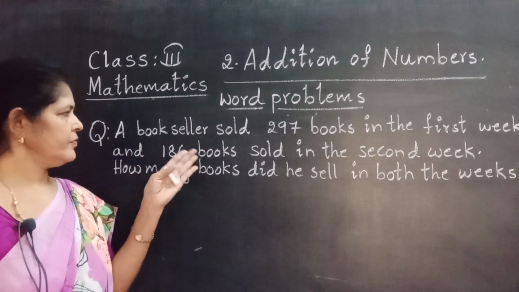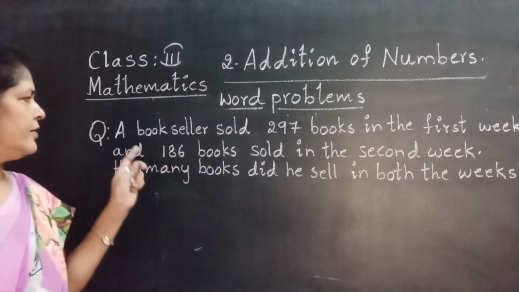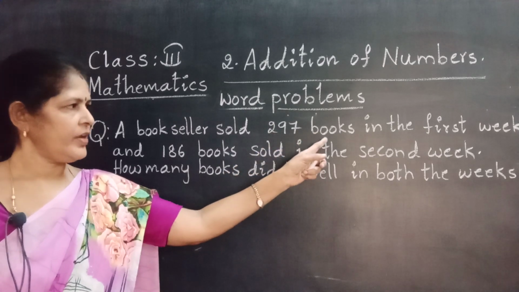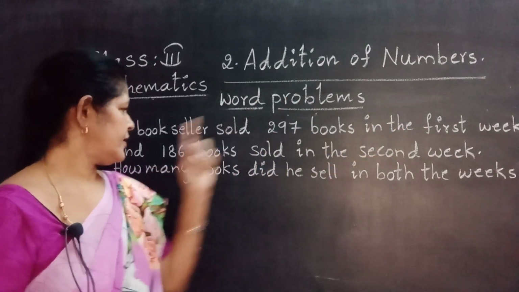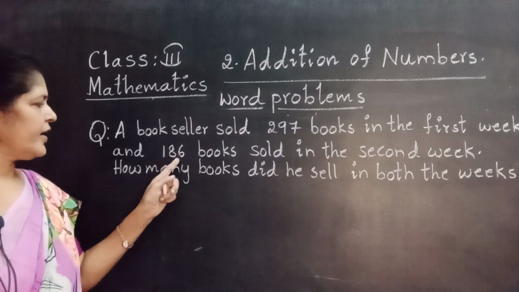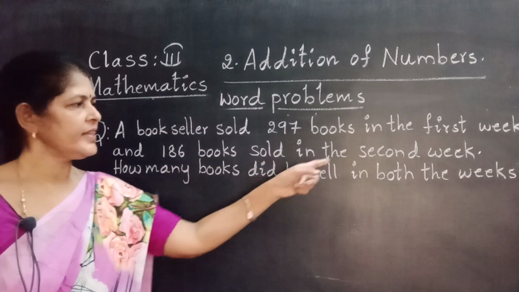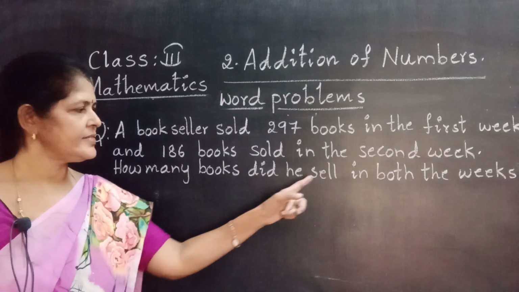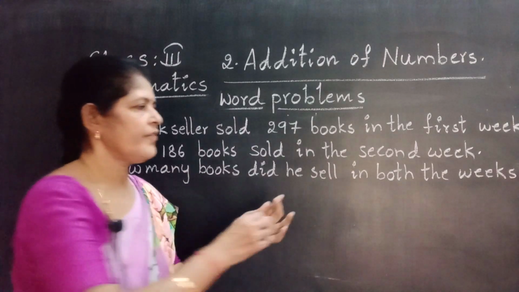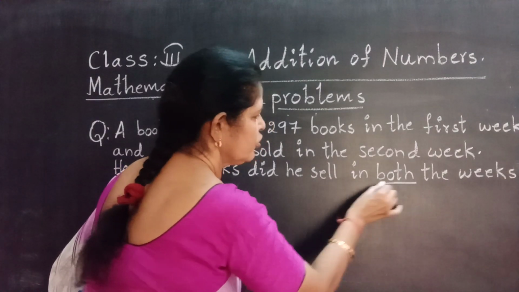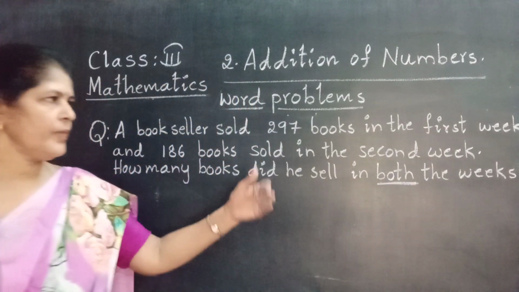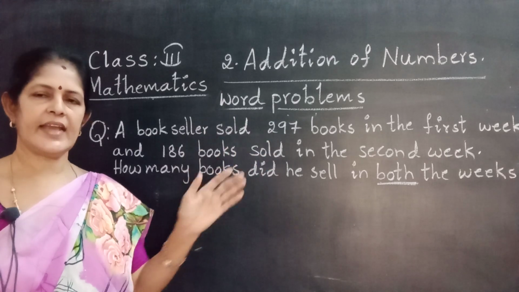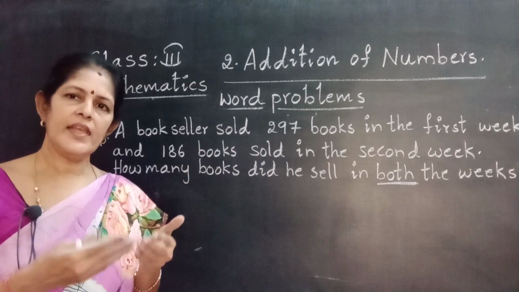Come on children. Next example question. A bookseller sold 297 books in the first week and 186 books in the second week. How many books did he sell in both the weeks? Here the addition word is both. Both means first week and second week. First week and second week together, how many books?